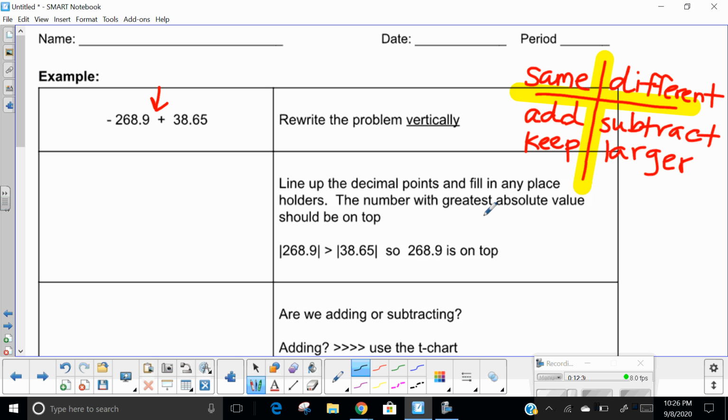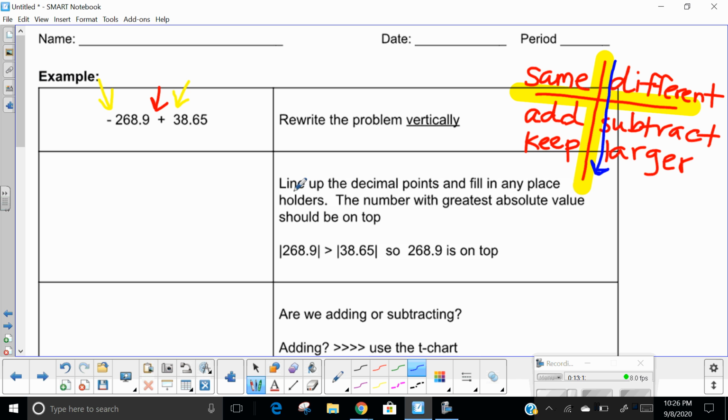Okay. So what we want to do is we then want to ask ourselves, do they have the same sign or different sign? So I come over here and we notice this is negative and this is positive. So we know that we're going to use the column in our T-chart that says different. So we're going to be working down this way. Those are the steps. So we're going to come back up here.